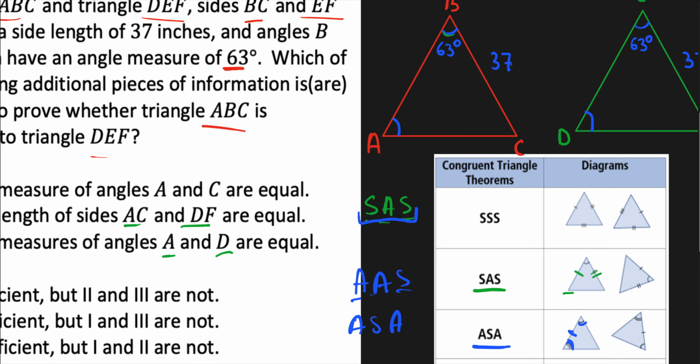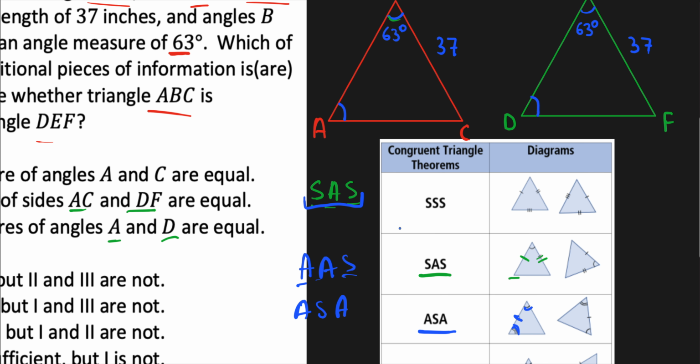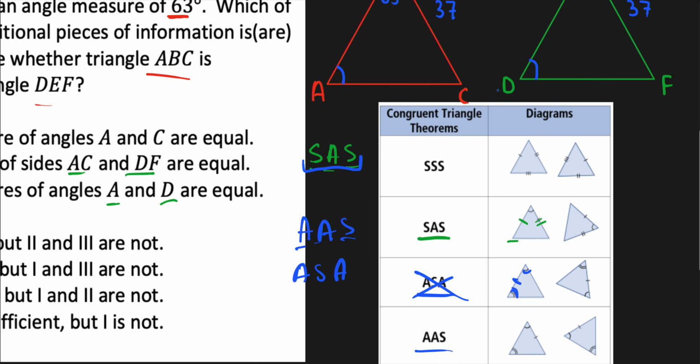And let's look at our triangles. Is this true? No, it's not. If this 37 were to be right here, then yes, it would be true because this is our side and it's placed in between our angles. But unfortunately, this is not our triangle. So this must go away.